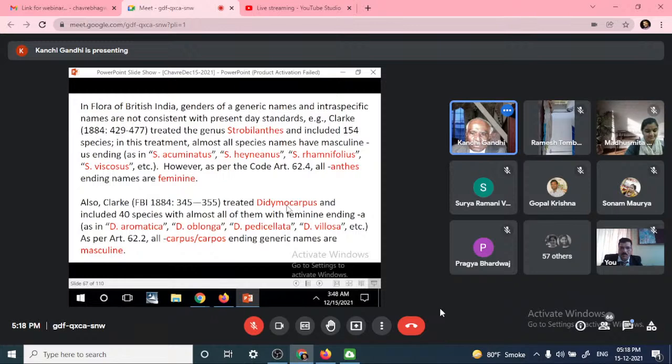For our present standard, corpus is masculine. As per the code, corpus is masculine. If you look at Flora of British India, Clarke treated Ocimum, corpus, aromatica, obranda, pedicellata, villosa, all as feminine. See the difference. For our present standard, anthes is feminine, but Clarke treated them as masculine. For our present standard, corpus is masculine, but Clarke treated them as feminine.